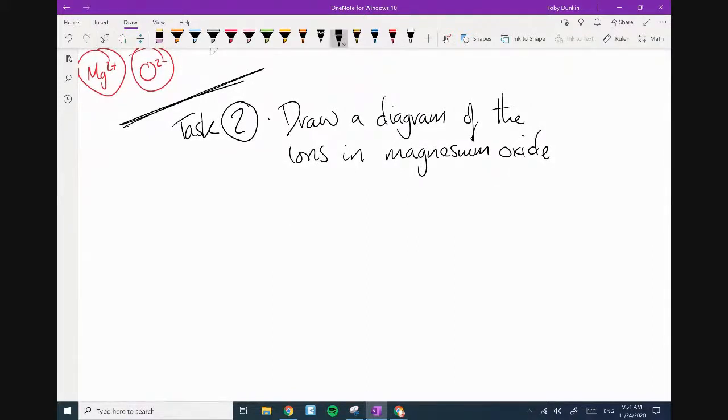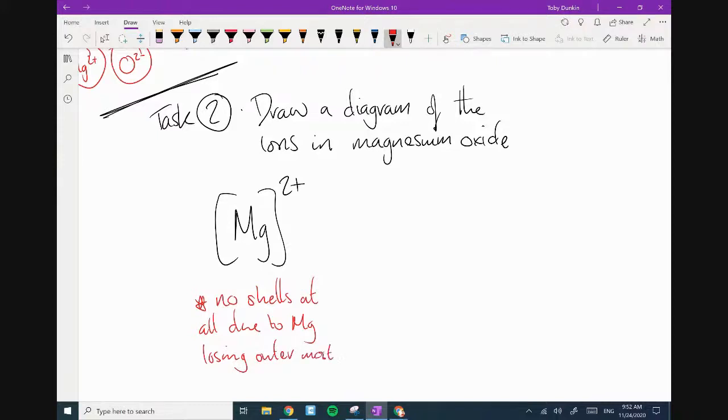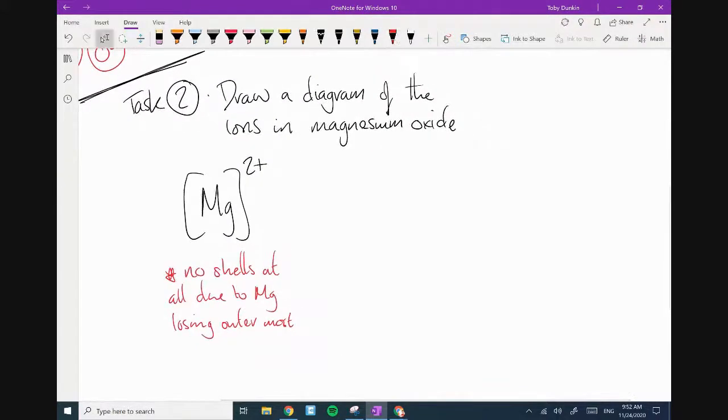Apologies. So the ions in this are going to be Mg in square brackets, 2+. Notice that I'm not showing any outer shells. This is a nota bene: no shells at all, due to Mg losing its outermost electrons. If the question said show all electrons, then you have to do them. You'd add in these 2 shells here, with 8 on the outside. That would be the full diagram if it asked you to show all electrons. But in this one, it didn't need to.